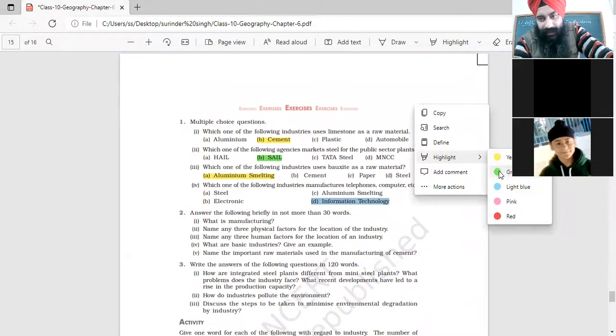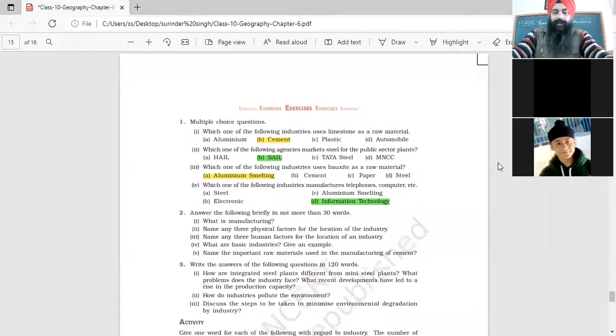Fourth, which one of the following industries manufactures telephones, computers, information technology based products? Most of these industries are concentrated in parts of Karnataka, Telangana, Andhra Pradesh, and Tamil Nadu, areas known for software technology parks.